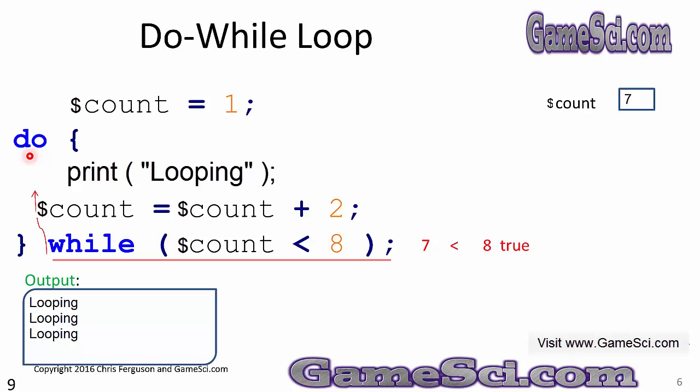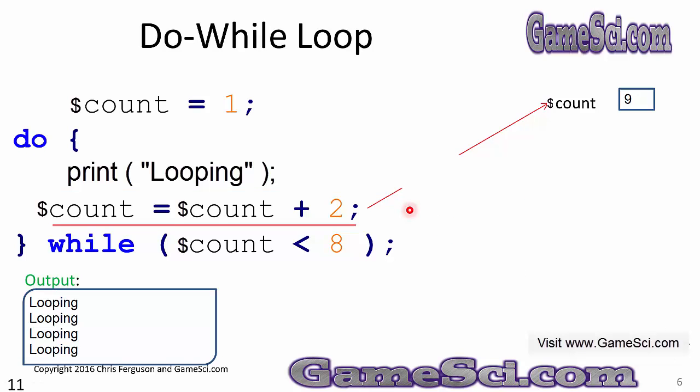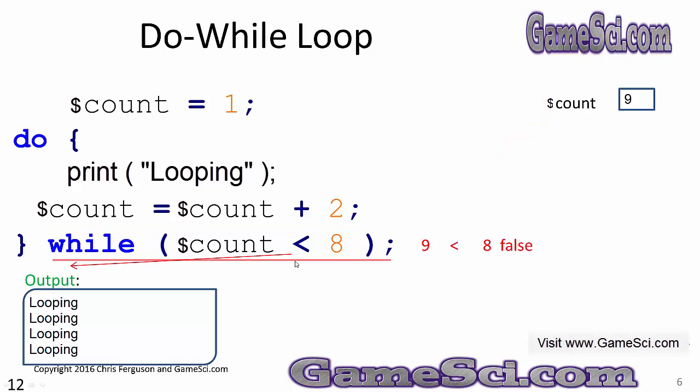Every time that statement is true, we're going to go back up and repeat the code again. System.out.println looping. For the fourth time, we will print out the word looping to the console. We'll drop down to the count equals count plus 2. Count has now gone to the value 9. Dropping down and evaluating the condition, count less than 8 is 9 less than 8.